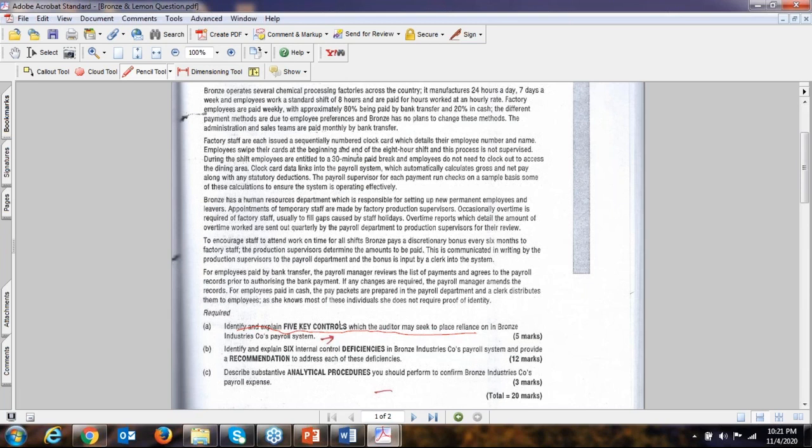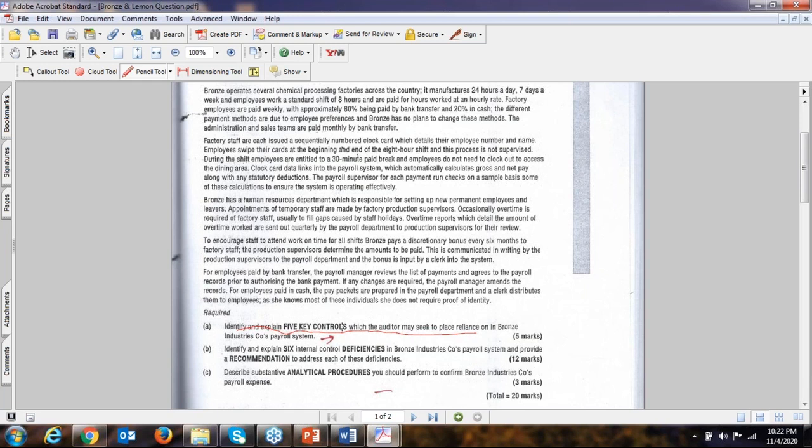If you mention only the key control, and you do not give the complete explanation of why it is a key control, then the examiner will give you 0.5 mark instead of 1 mark. I am repeating this.